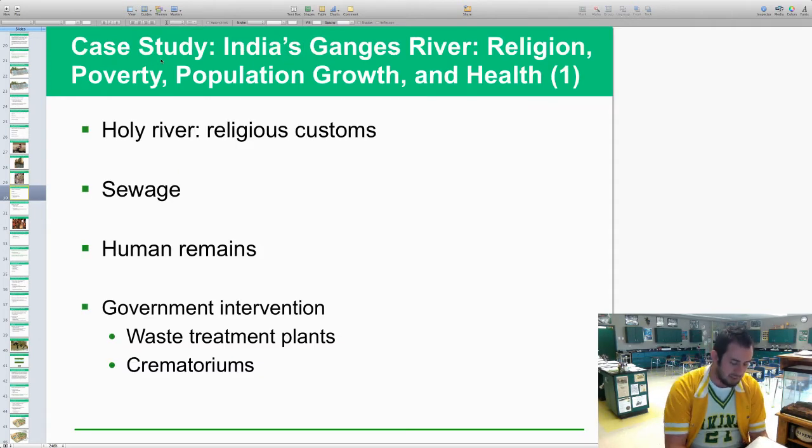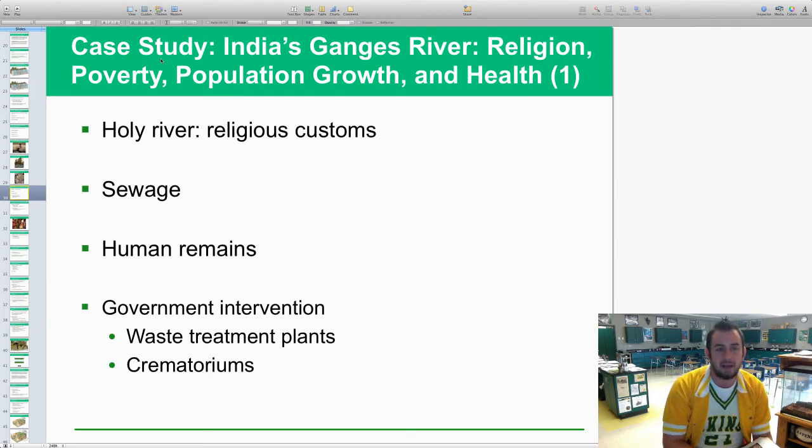This is a sad, scary story about the Ganges River in India, and it really is an interesting case study because a whole bunch of things factor into why this is a huge problem. Religion, poverty, population growth, and health all come together. It's a holy river, with lots of religious customs associated with it, like praying in the river and bathing in the river.